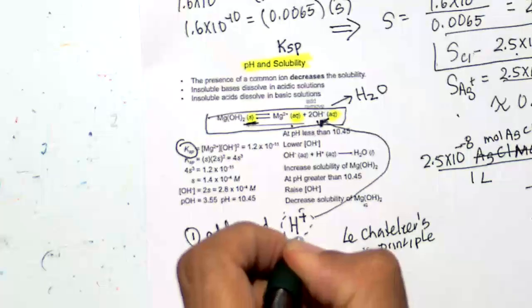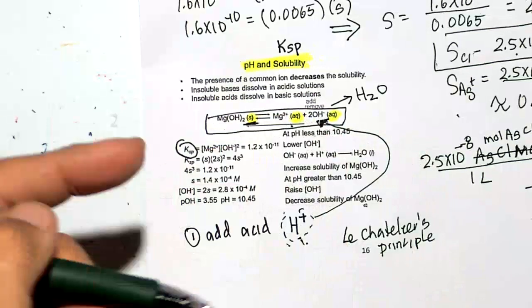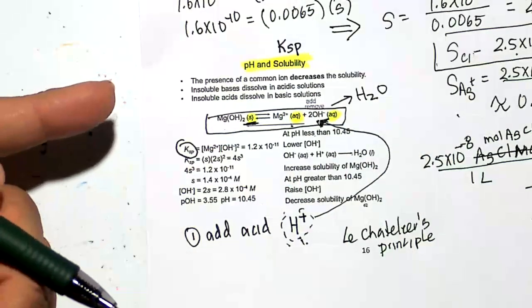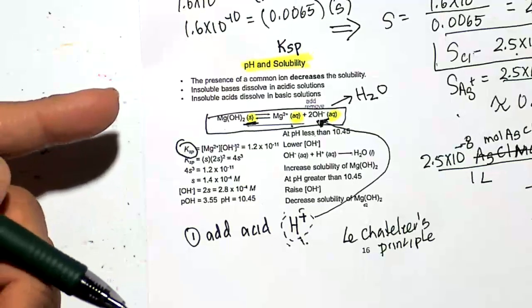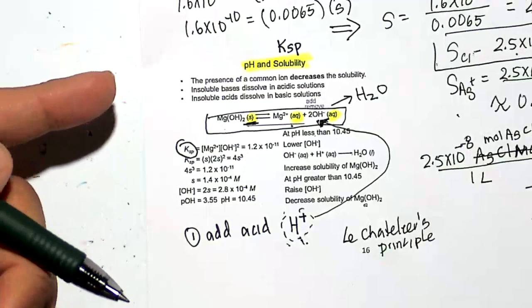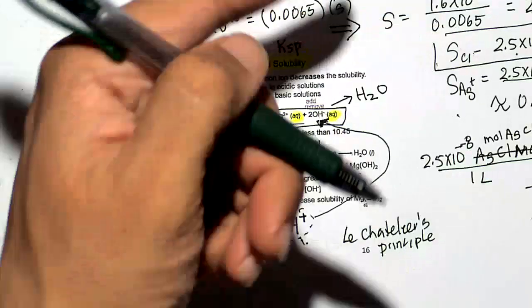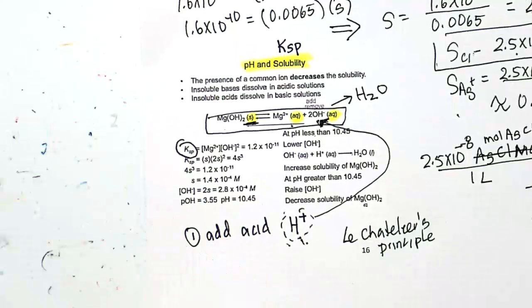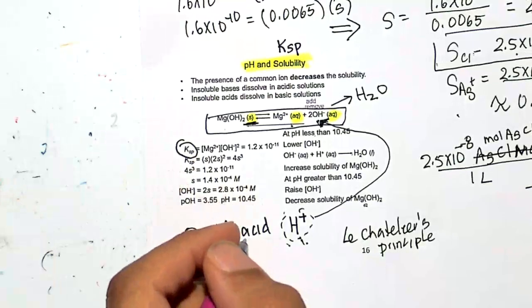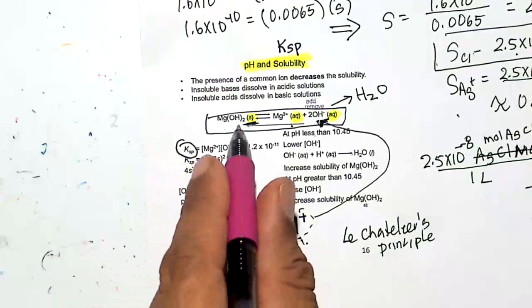So adding H+ removes OH- by Le Chatelier's principle, which I think everyone here, by the lab reports I graded, kind of understands. The reaction will go to the side to replenish the OH-, which means it will shift to the right. In other words, it will dissolve this solid.